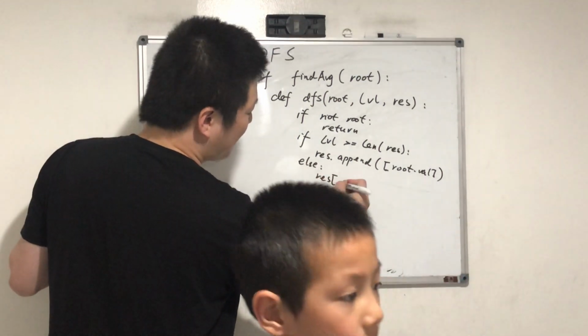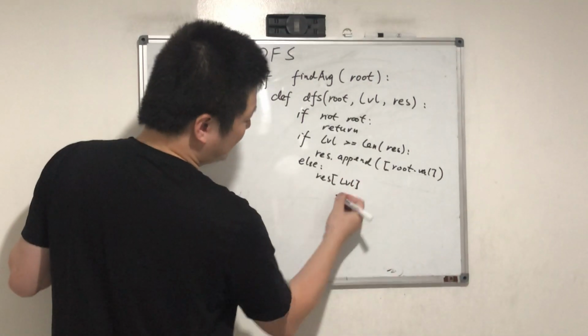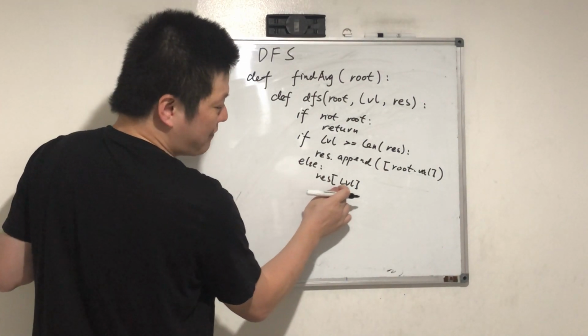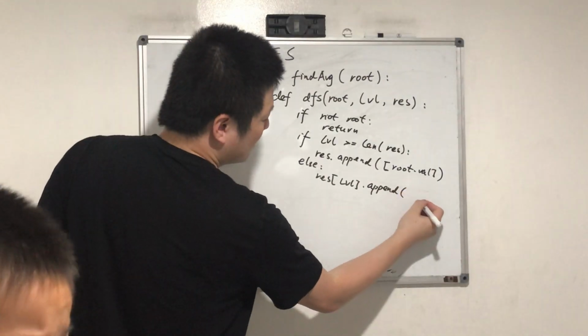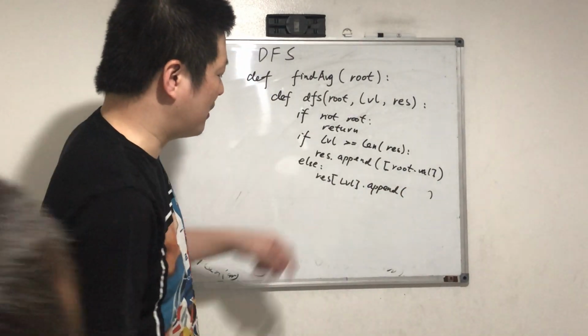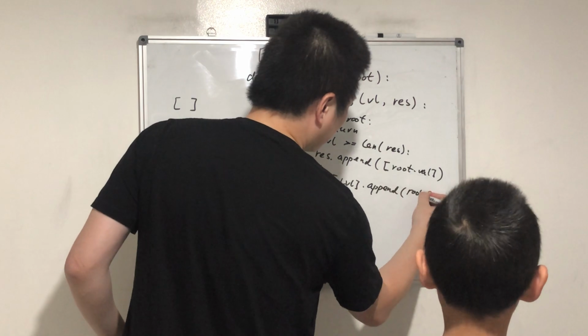Else what? Result at level. Look, this is the key thing. The level dot append what? Root of value. Okay, root of value.